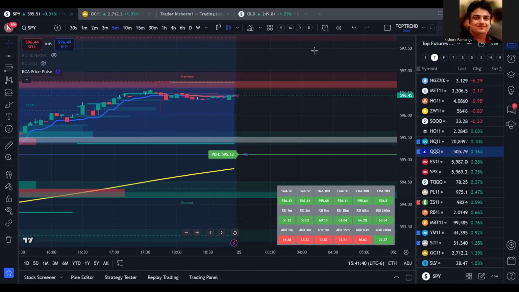The scanner in thinkorswim will give you which ones are bullish and which ones are bearish. These indicators will work for forex or anything.